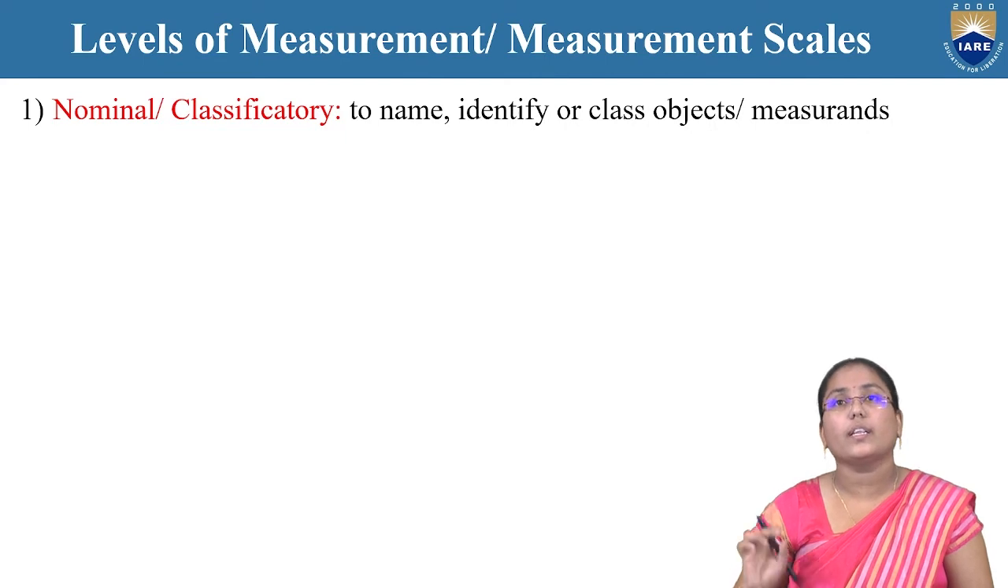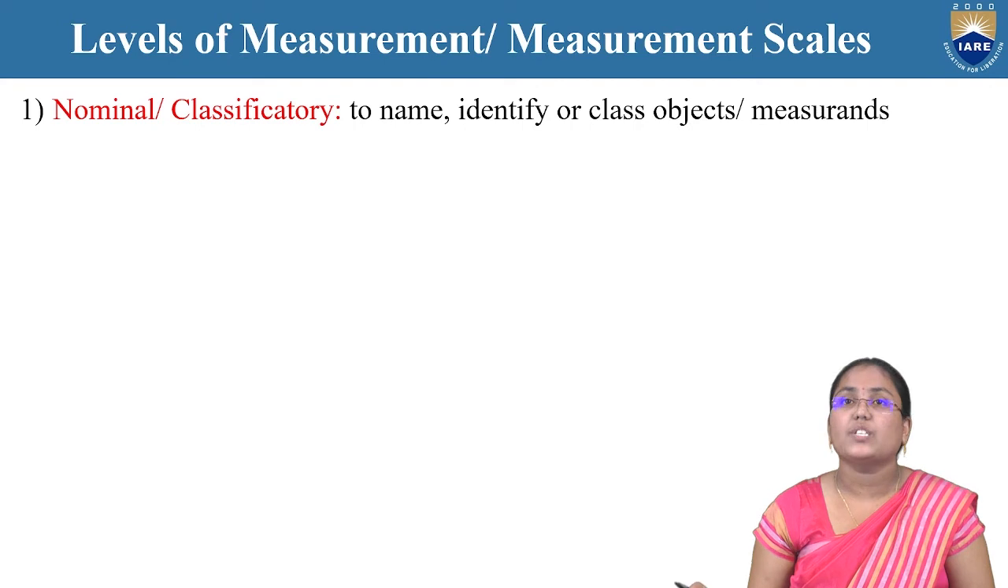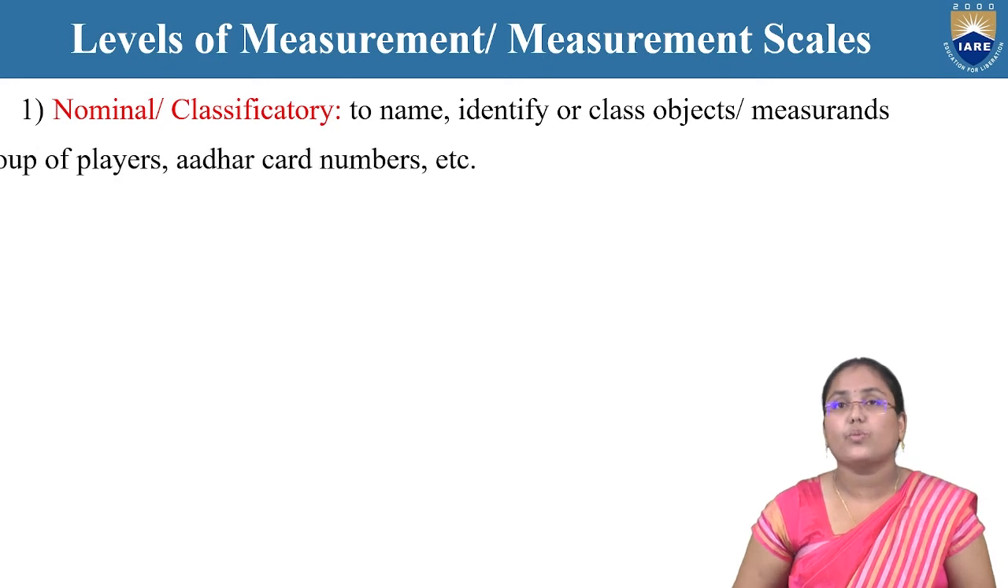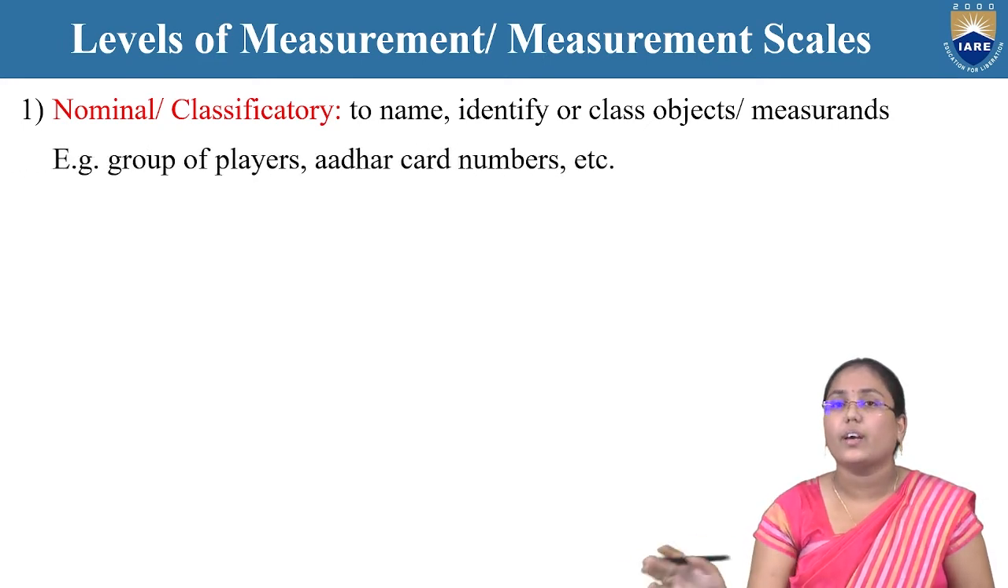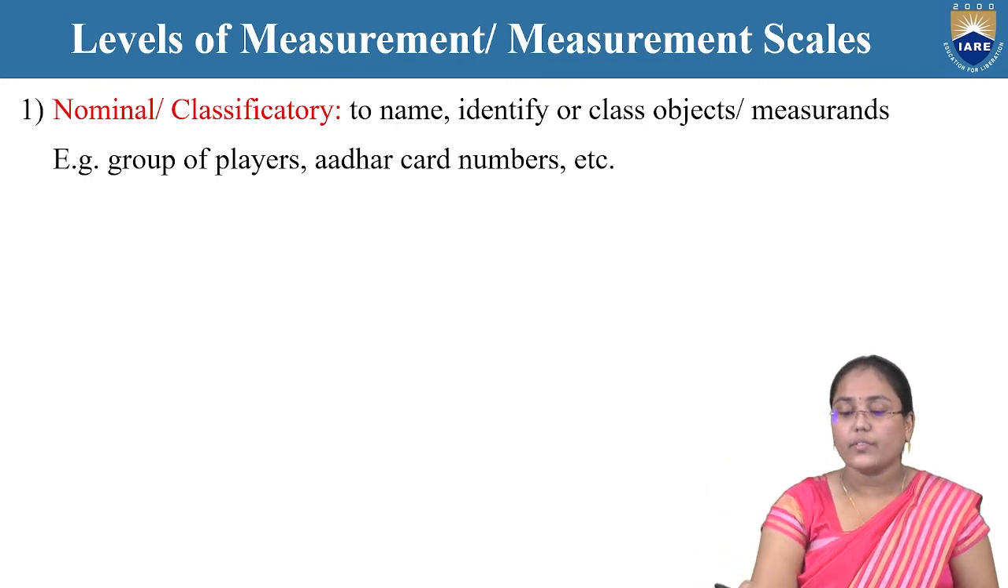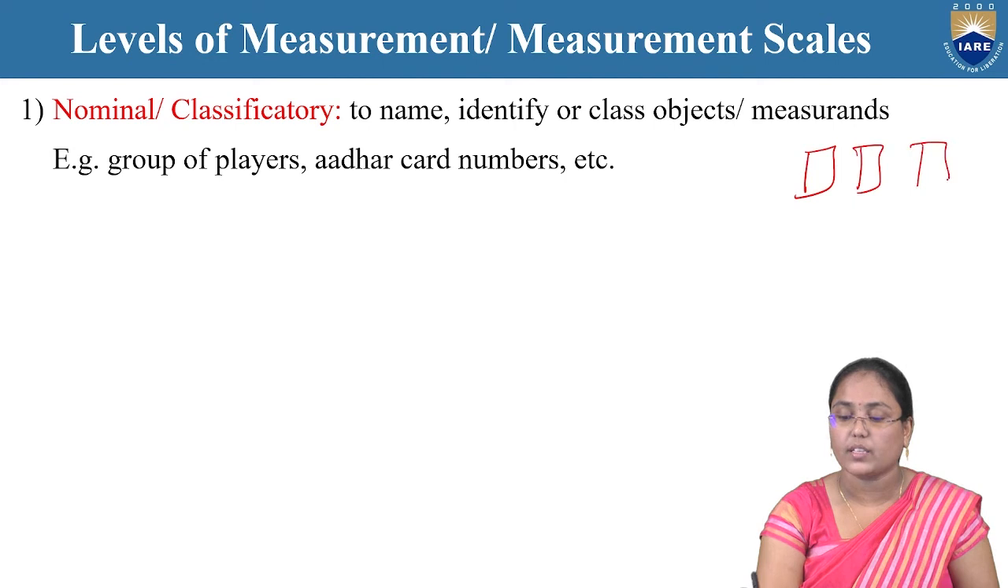So here in the measurement process, we have different levels of measurement, which we also call measurement scales. The first one is the nominal or classificatory, that is, to name, identify or classify objects or measurements. For example, we have a group of players or Aadhaar card numbers. We have different players, player 1, player 2, player 3, like this.